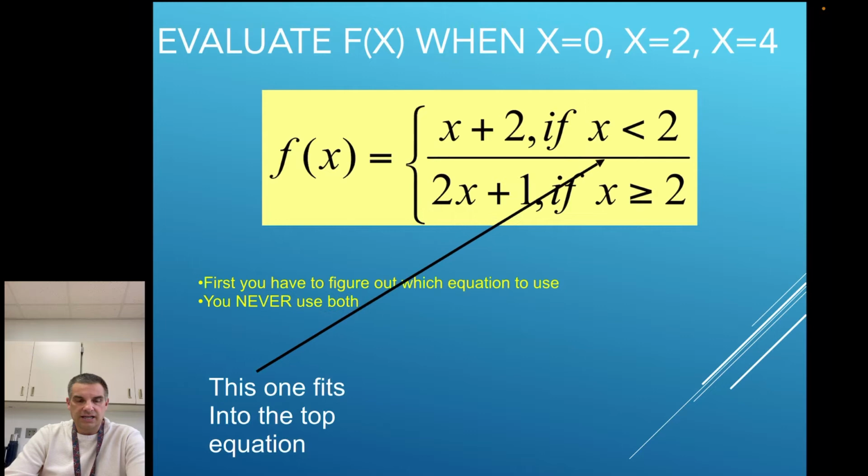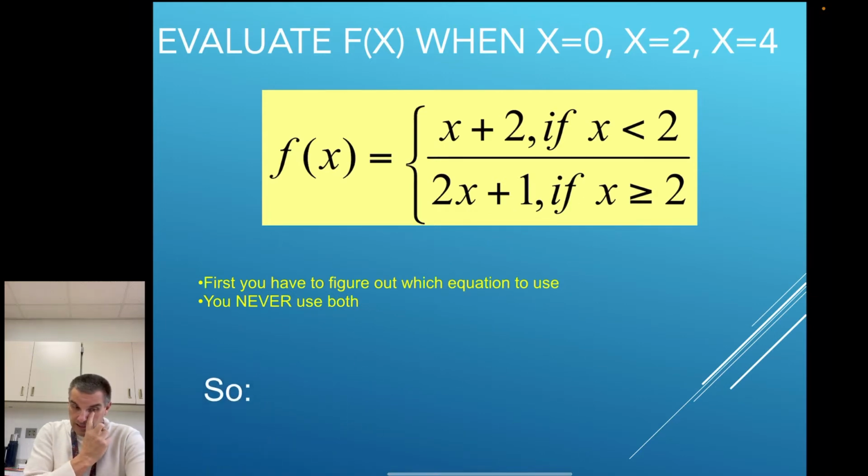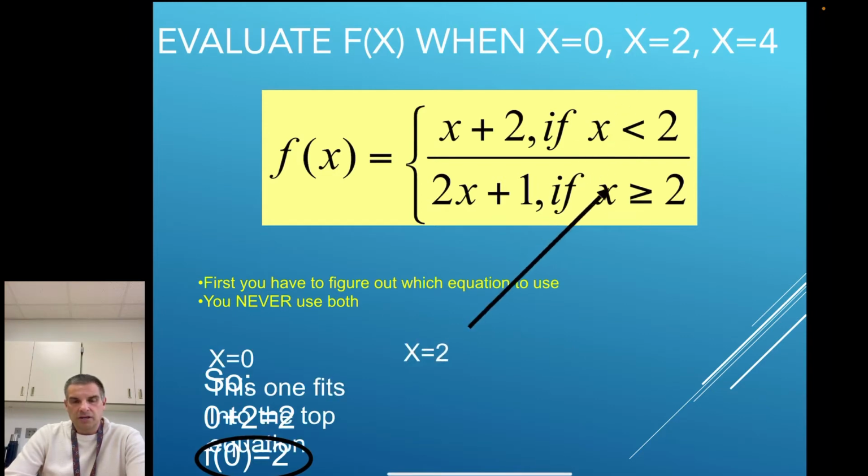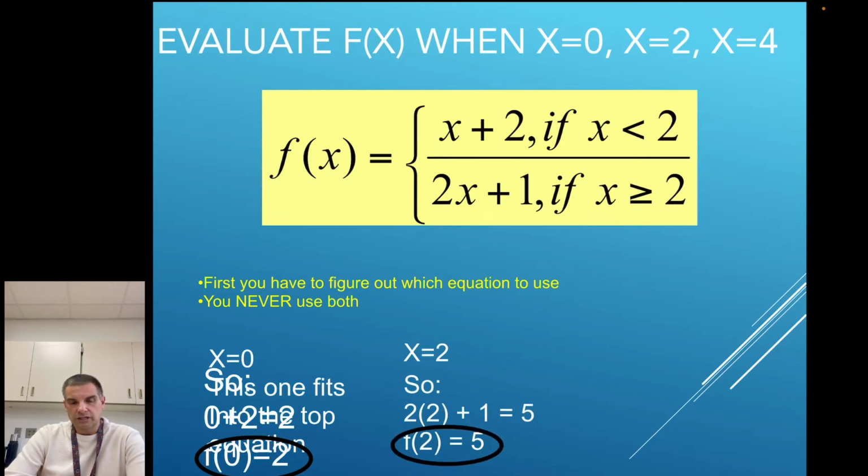So we're going to substitute 0 in anywhere we see an x, just into that top equation. So in this case, our function f of 0 is going to equal 2 because we had to use that top function. If x is equal to 2, that fits the bottom one because it's greater than or equal to 2. So anywhere in that bottom one we see an x, we're going to replace it with a 2, and solve. So 2 times 2 plus 1 is 5, so f of 2 is 5.